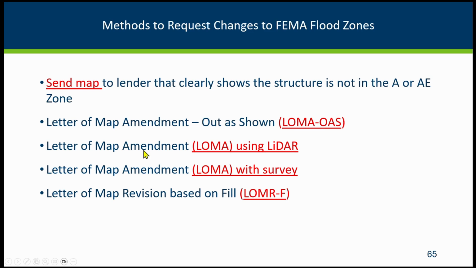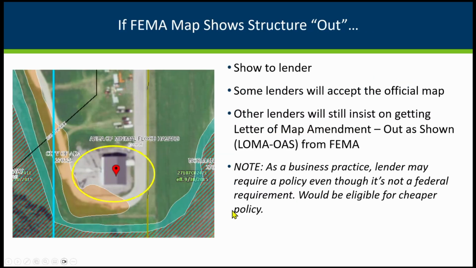And then we're going to talk about these three a little bit more in depth: the letter of map amendment using LiDAR with a survey, and then the one involving fill that's called the LOMR-F. So again, if it's out, you can send them better maps. Note that the lender does have the prerogative to require flood insurance, but it's not a mandatory federal requirement if that's the case. And they should be eligible for a cheaper policy. It's not so much the case anymore with the new way that FEMA does the rating. But someone might then want to shop around and see what other lenders would say.